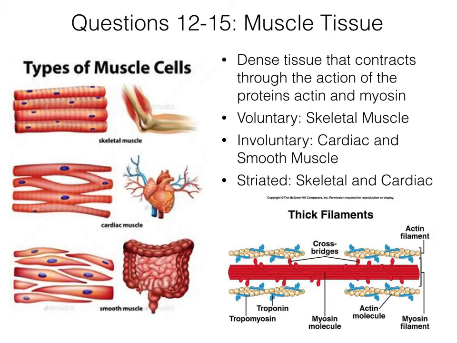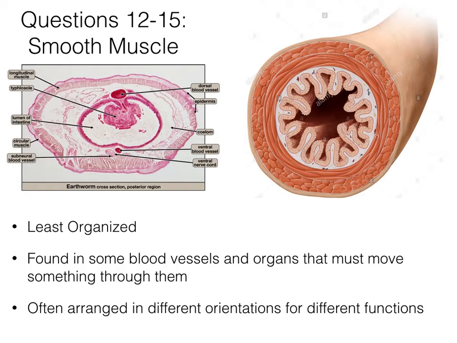Okay, so it's really important that this is coordinated well, and the different types of muscle have slightly different ways that they do this based on their needs. Okay, the least organized type is the smooth muscle. You're going to find this in blood vessels and organs that have to actually keep something moving. Okay, really it's just going to be in your intestines and in your blood vessels. You're not going to find it in like your liver or your lungs or anything like that.